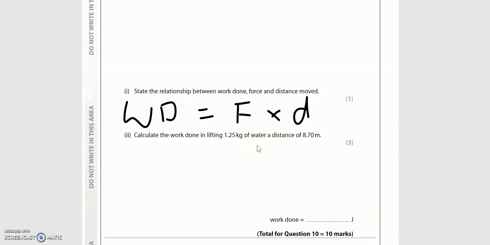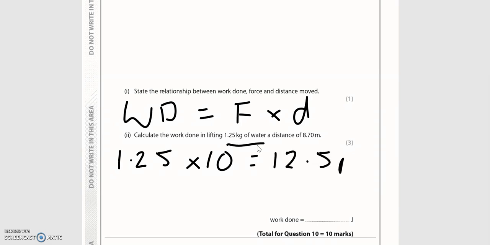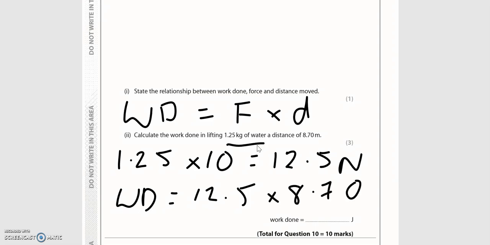Now you are moving 1.25 kilograms. Now that is not a force. So when you have a mass like that, you need to turn it into a force. So 1.25 kilograms, you multiply that by 10 to turn it into the weight of the water. So 12.5 newtons. And because that's the weight of the water, that's then the force that you have to put in to oppose the weight and lift the water up. So work done is then 12.5, that's your force upwards, times by 8.70. So your work done is 109 joules.